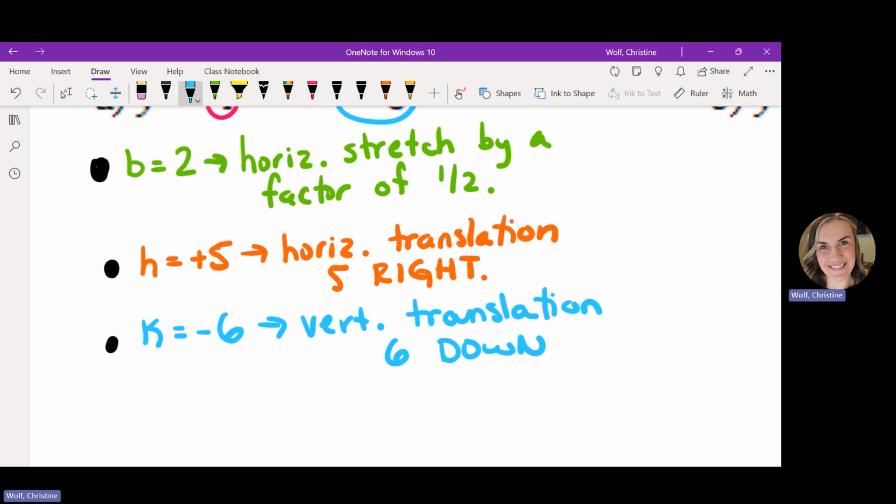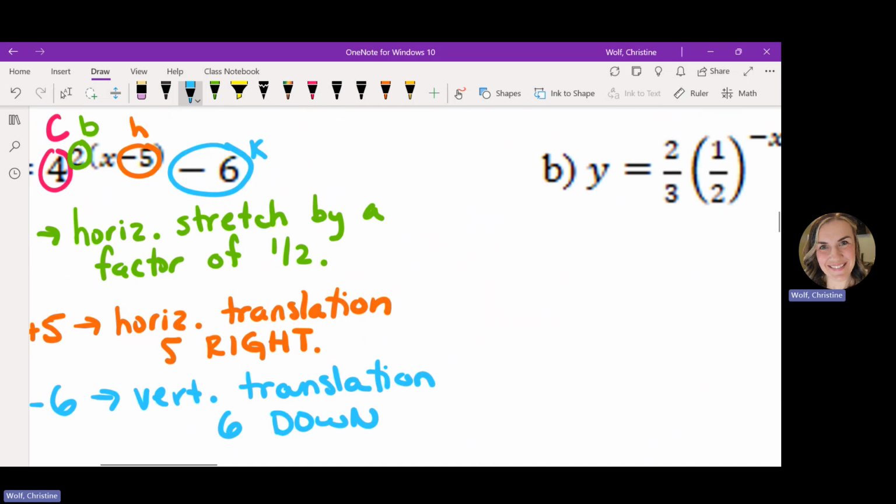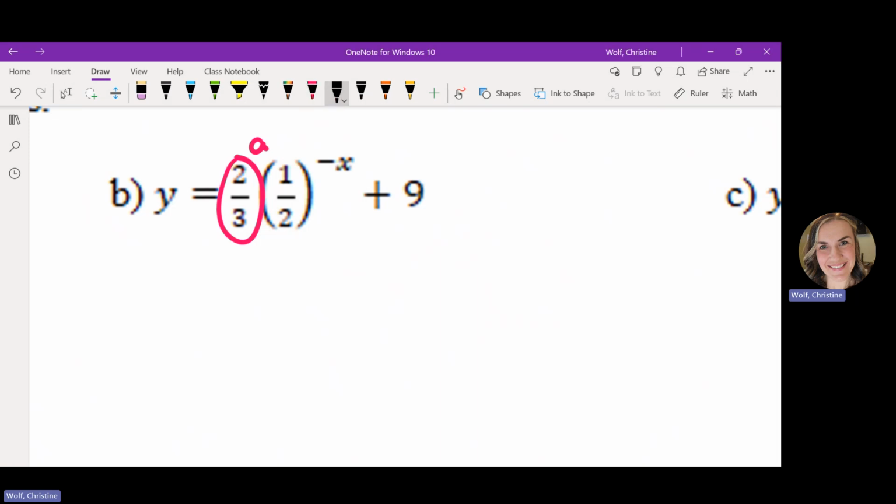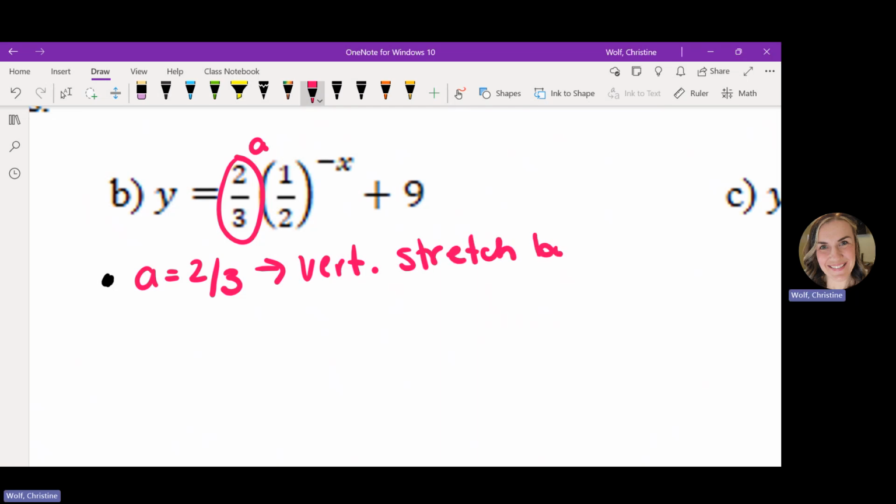Okay, we are now going to get a negative in there, or a reflection, and we're going to have some fractions too. See if we can figure this out. My first number I see is 2/3. What does that represent? That is my A. Very good. So my A is equal to 2/3. What does that mean? That is a vertical stretch by a factor of 2/3. 2/3 stays 2/3. No flipping A. It is what it is.